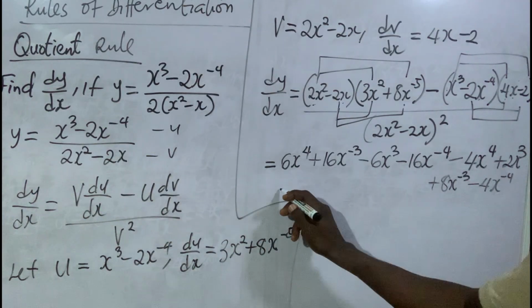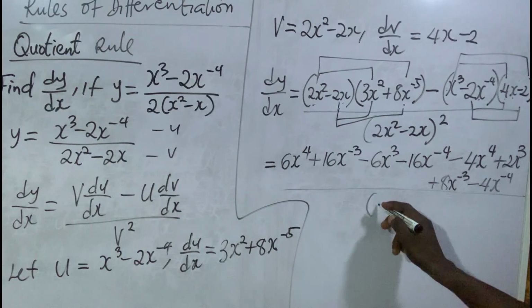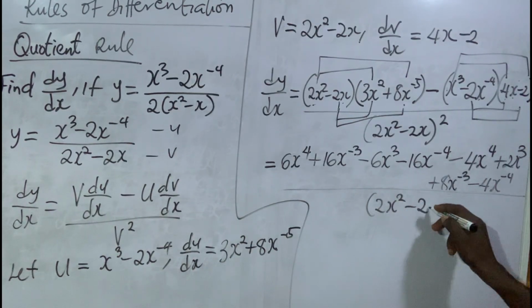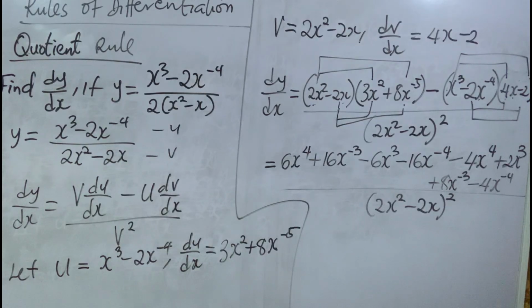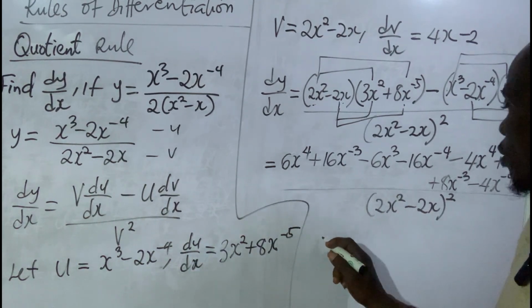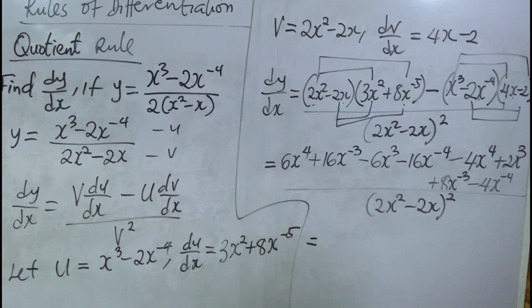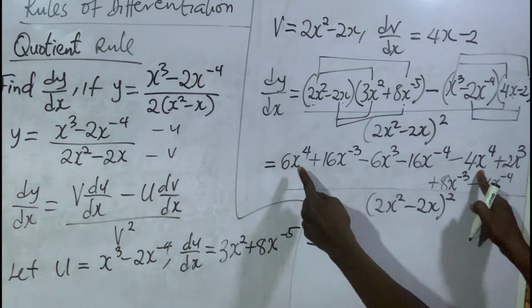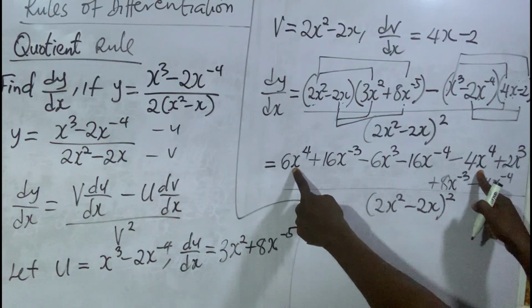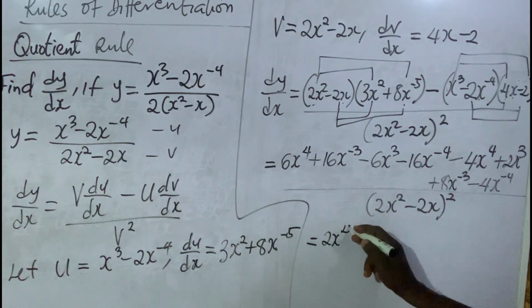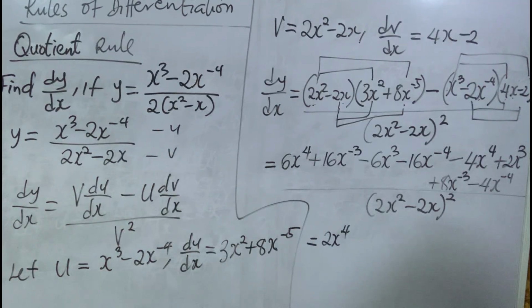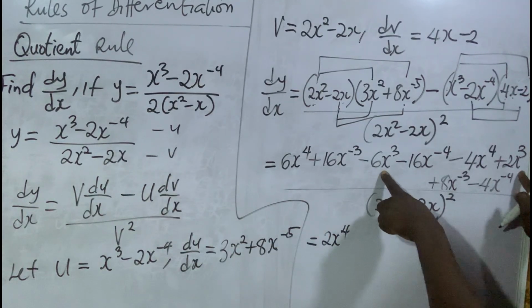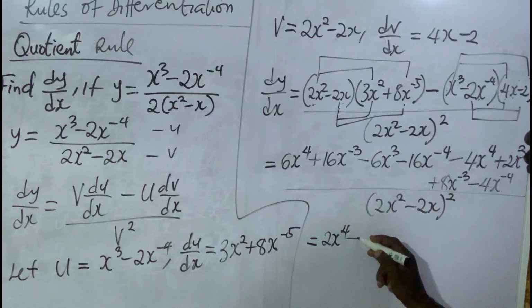So with this in mind, all over 2x squared minus 2x all squared. So let's see what we have finally. Collecting like terms: x raised to power 4, x raised to power 4 are like terms. 6 minus 4 is 2x raised to power 4. X raised to power 3, x raised to power 3 are like terms. Minus 6 plus 2 is minus 4.